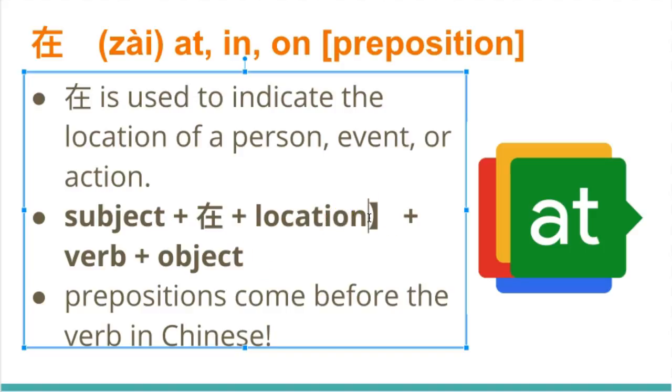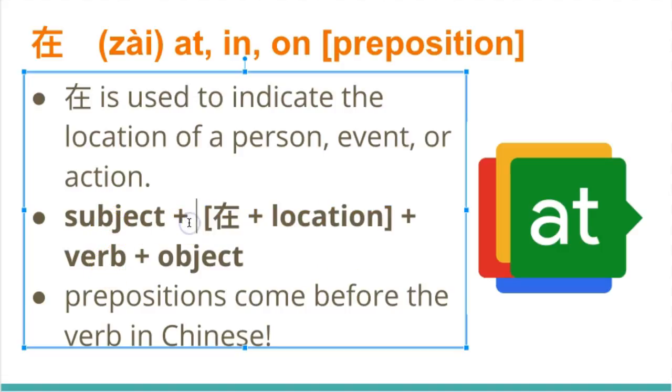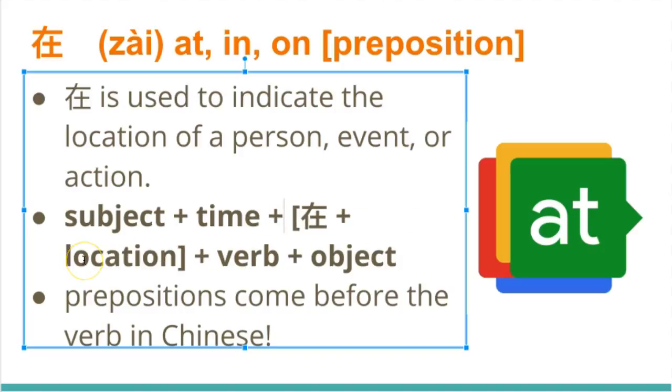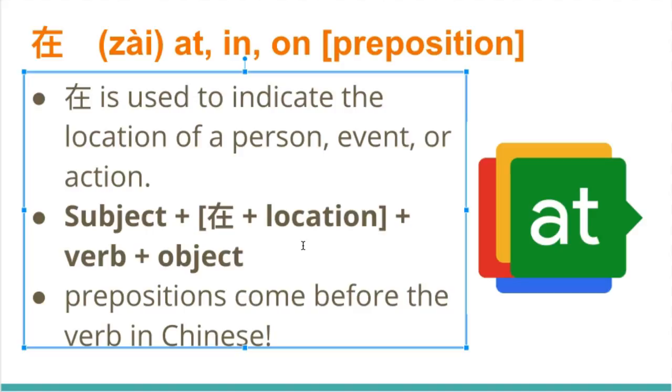This whole thing here is a prepositional phrase, right? Preposition meaning at, in, on, with, by, for. These are all prepositions. All of these phrases in English usually go at the end. They go after the object. But in Chinese, it's very different. The preposition goes before the verb. It goes between the subject and the verb. It actually goes like subject plus time plus the prepositional phrase plus verb plus object. So in practice, it just means that the word order is different and you have to get used to that order in Chinese.